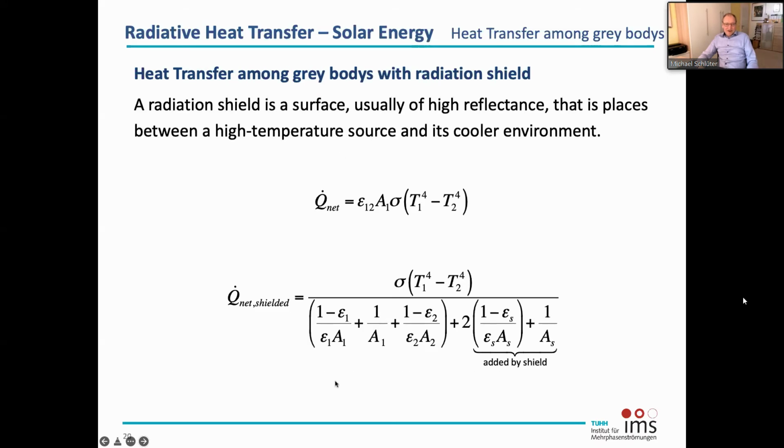Good. And now with this equation we can have a look at a shield surface. A radiation shield is a surface, usually of high reflectance, that is placed between the high temperature source and its cooler environment. If we have this situation, then we see here the normal equation that we had before. And if this is shielded, then we have an additional part for resistances added by the shield.